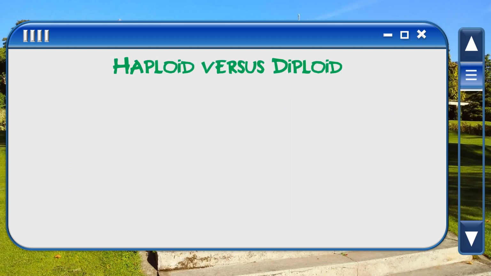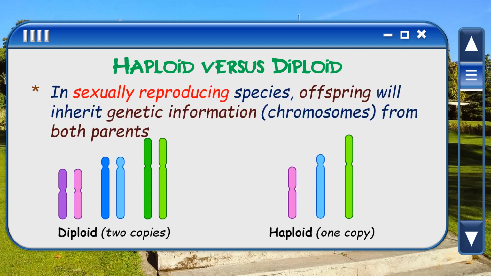Haploid versus diploid. In sexually reproducing species, offspring inherit genetic information, that is the chromosomes, from both parents. Some chromosomes will come from the mother and other chromosomes will come from the father, maternal and paternal.